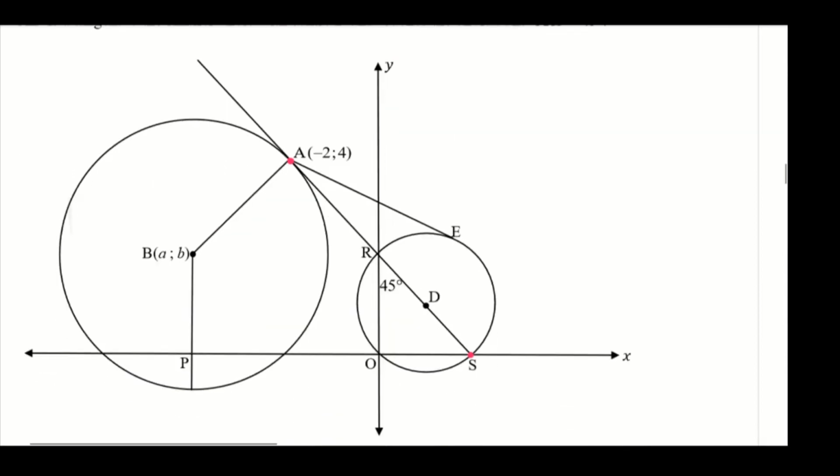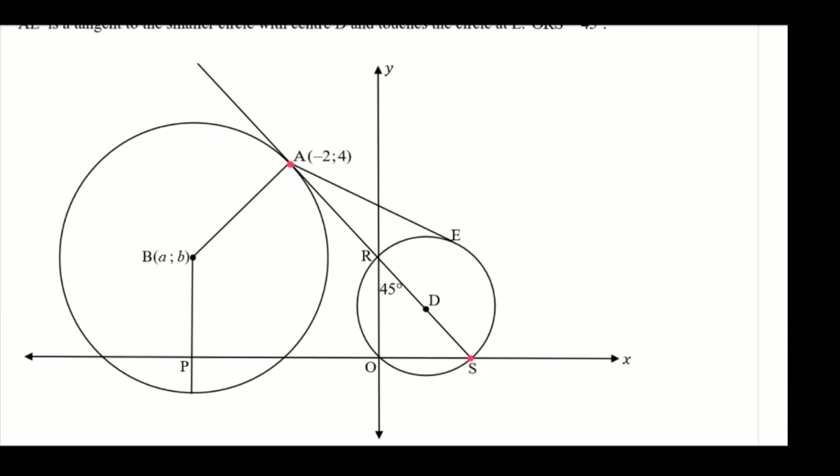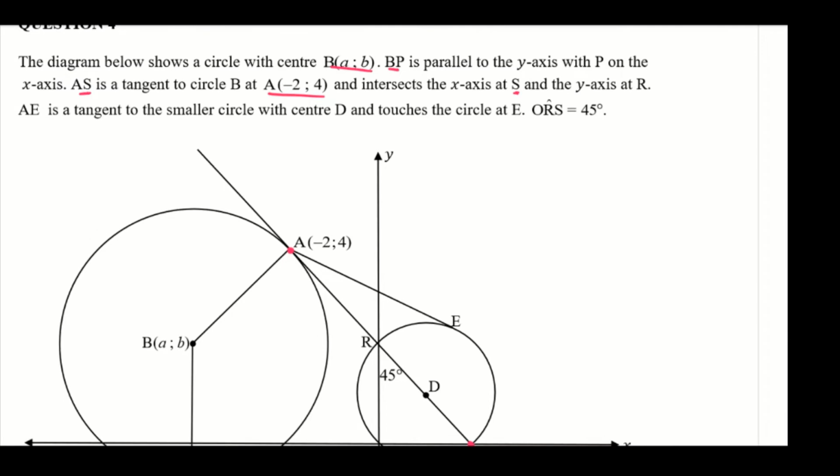So the same tangent intersects the x-axis at S, right? And the y-axis at R. AE is a tangent to the small circle, so this AE from this point up until that point is also a tangent, but to the small circle with center D. So there is a center D there, and touches the circle at E. So this tangent touches the circle at E. ORS is equal to 45 degrees. So we are given that this angle here is equal to 45 degrees.